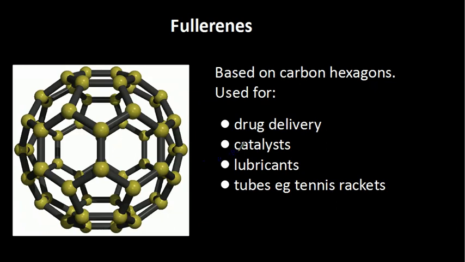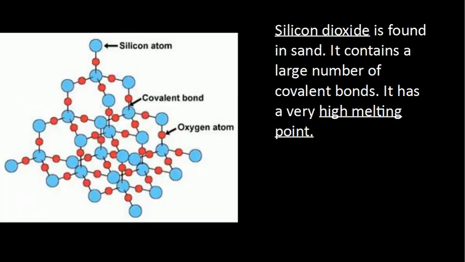They can be used as catalysts. Again, you can put transition metals, precious metals inside. Lubricants. And you might also see them on tubes, like for example tennis rackets. But that is about as much as I'm going to touch upon fullerenes in this instance.